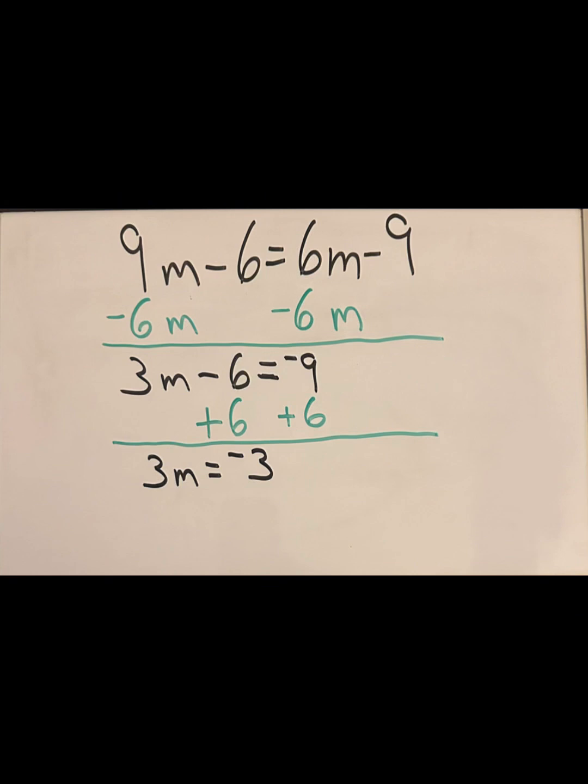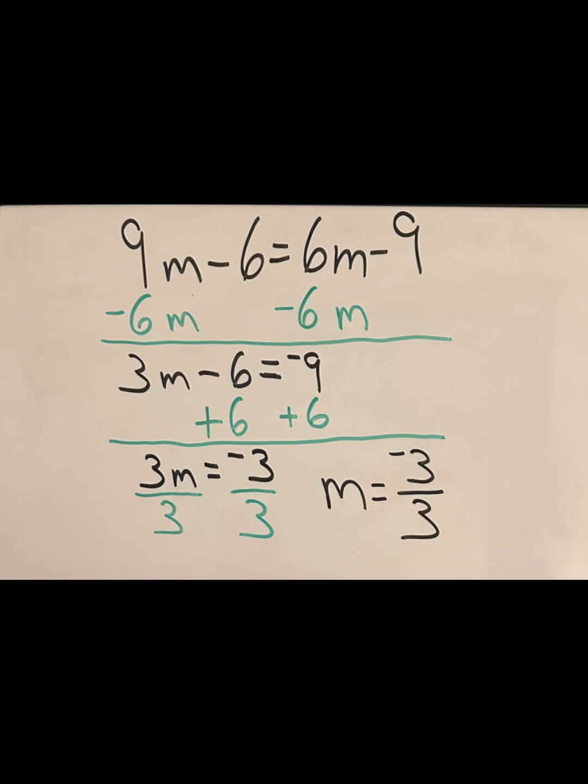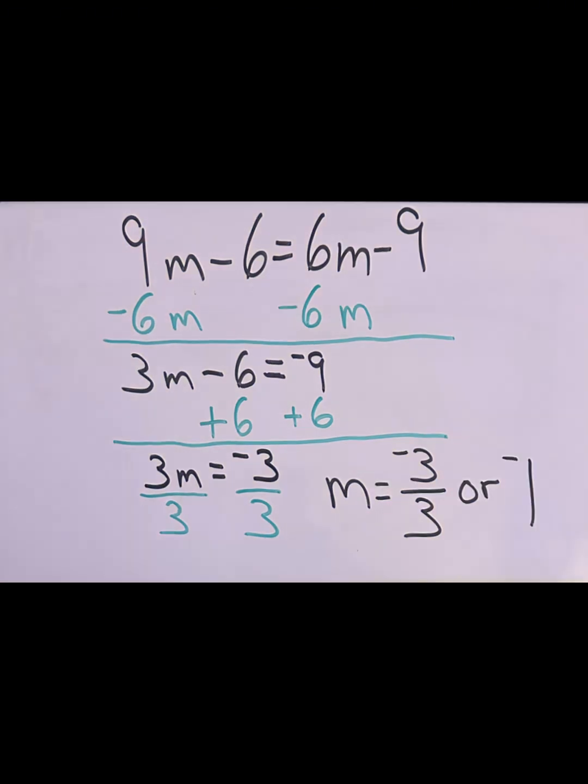And our last step will be to isolate the coefficient from the variable. Remember, anytime we have a coefficient in front of a variable, that is the same thing as a multiplication problem. So I need to use the opposite operation, which would be division, to isolate the variable from the coefficient. So we divide both sides of the equation by 3. So m equals negative 3 over 3, which is a fraction that can be simplified. So negative 3 over 3 simplifies to negative 1. So this equation only has one solution.